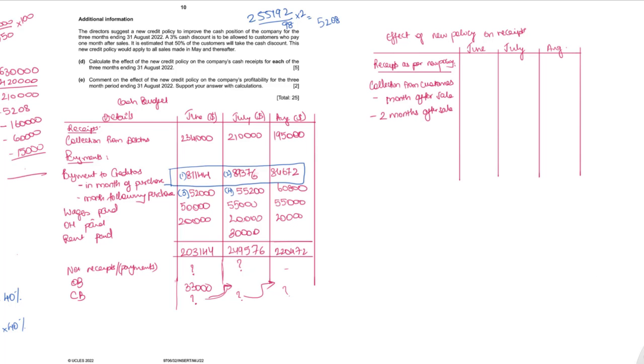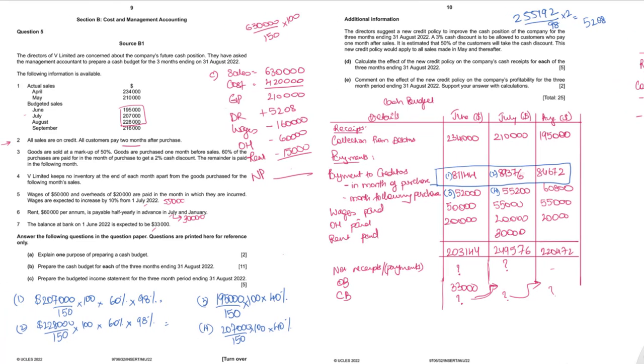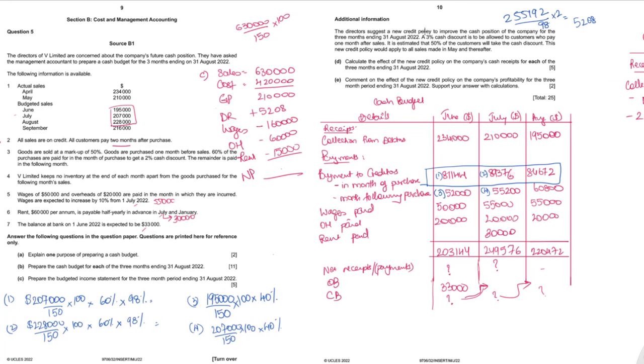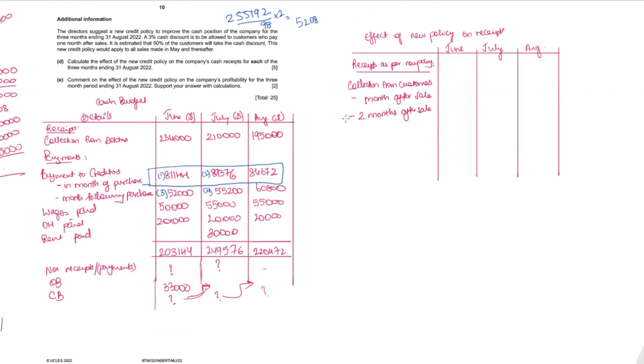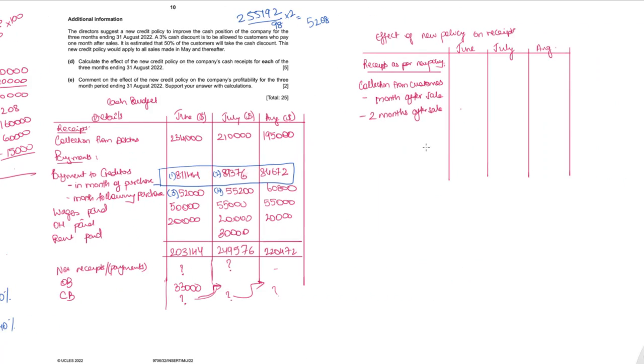So for the month of June, firstly, April customers will pay in full because this policy is implemented from May. So April customers are still going to pay in June. So in June, the business is going to receive 100% of April sales. Okay, do 2 months. We can put the April sales here in 2 months after sale, which works out to be April sales was 234,000.